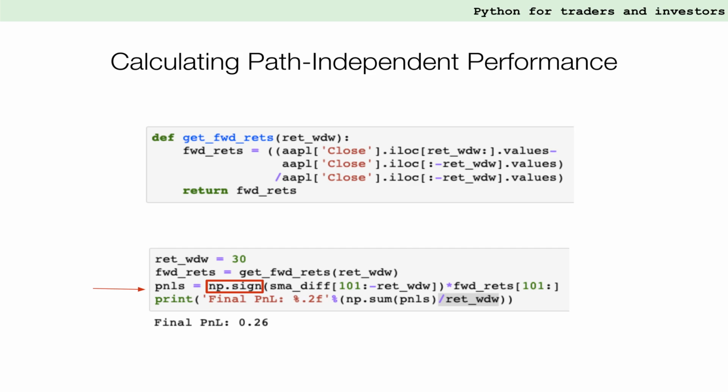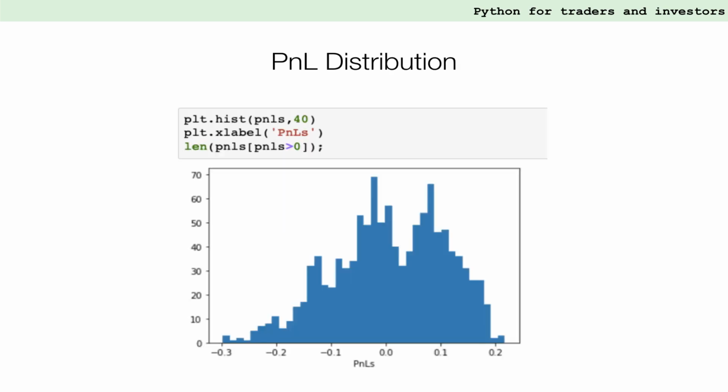We can see that we divide the sum of all PNLs by our return window because we are dealing with overlapping trades. This figure shows the distribution of our PNLs. It appears to be somewhat bimodal, but there are not enough data points to say that with certainty.